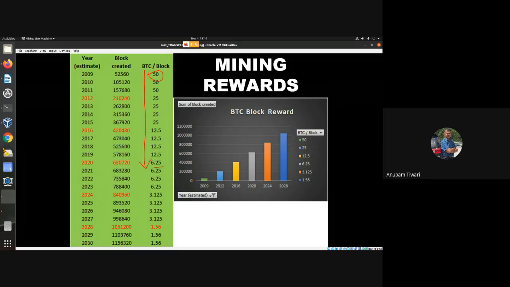So this is likely to go till 2030 and beyond. Another interesting part is 2140, around 120 years from now, when the last Bitcoin will be mined. There are around 21 million Bitcoins to be mined. Either we can discuss it later, or in case time permits, I'll discuss it in between.